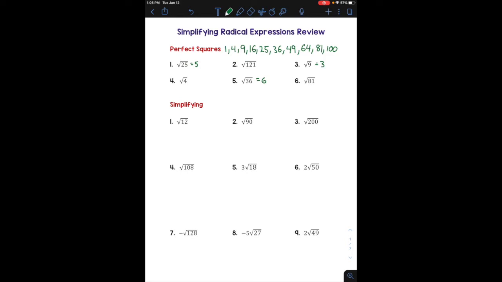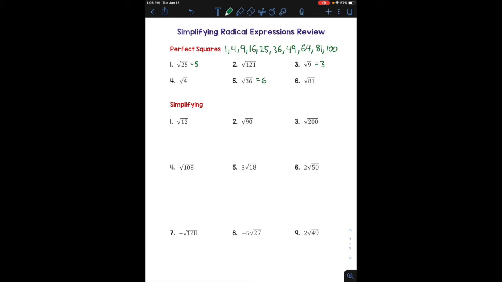The problems in the section below this, as you can see, are not on our perfect square list. Therefore, we don't know the exact number that could be multiplied by itself to get the number inside the radical. What we're going to do is simplify these radical expressions, meaning making the value inside the radical smaller by using our perfect squares. What we're trying to do is to find the biggest perfect square that goes into the number inside the radical and use it to simplify.